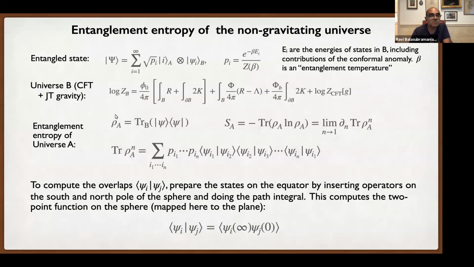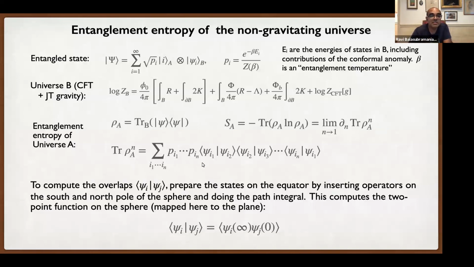I'm going to take universe B to be a CFT plus JT gravity, because this is the most trivial setting you can do calculations in. So there you go. There's an explicit action for the gravity, and then there's a CFT. And then if I want to compute in this entangled state the entanglement entropy of the entire universe A, then I should compute trace rho A log rho A, where rho A is the density matrix of A. Right? And so this equivalently is the limit as n goes to 1 of the Renyi entropies in the usual way. So we can write this out by hand.